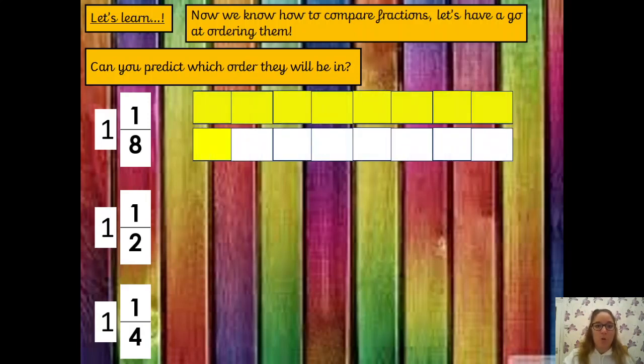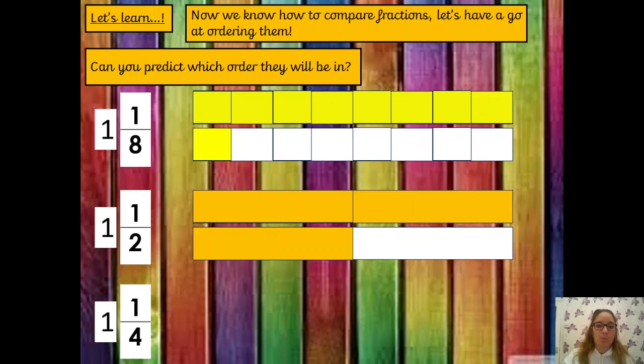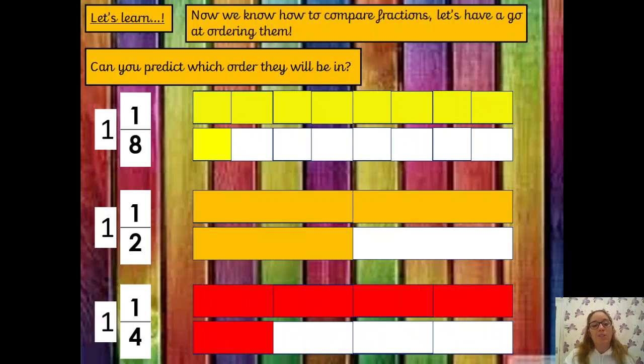Okay, so we've got 1 and 1/8, 1 and 1/2. Looking at it, although it's only divided into 2, it's still the same whole size. The bar models are the same size. And 1 and 1/4. So hopefully you would have been able to identify that before the bar models, because you looked at the numerators. And you can see they're all the same, so it just depends on the smaller denominator is the larger fraction.